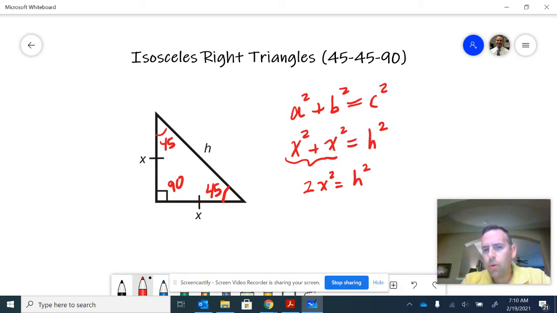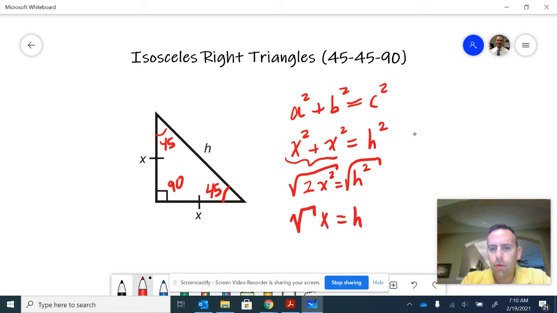And then since we have a square on both sides, we can actually take the square root of both sides of this equation. Now, the square root of x squared and h squared will just be x and h. The square root of 2 does not have a perfect square, so I'll just leave that as the square root of 2. That's going to be an irrational number.